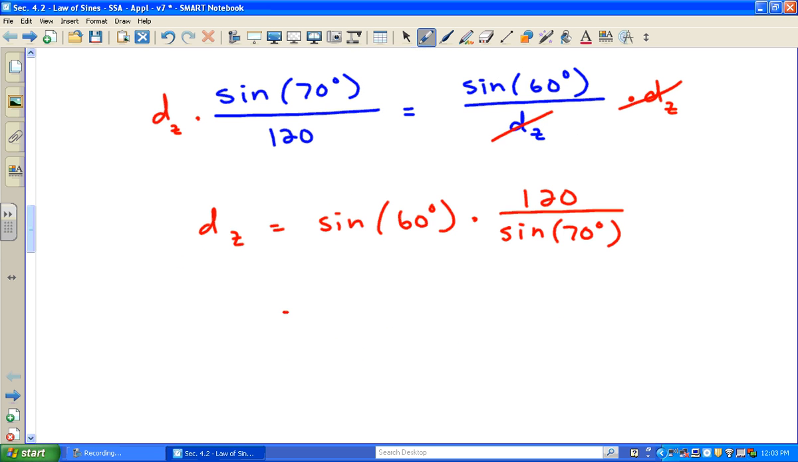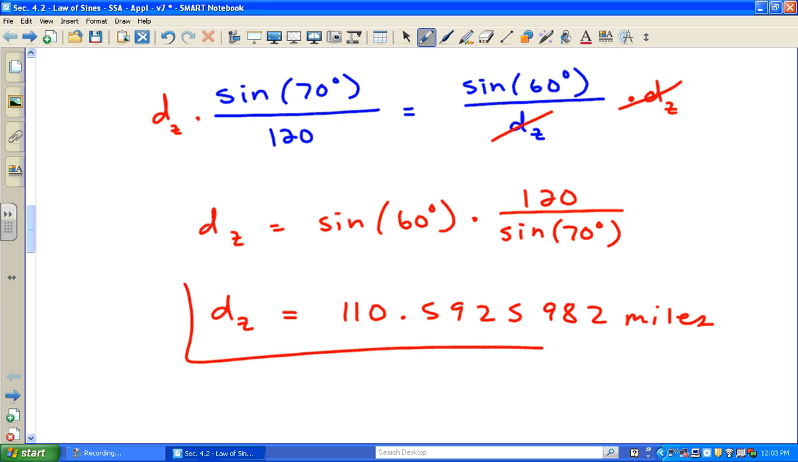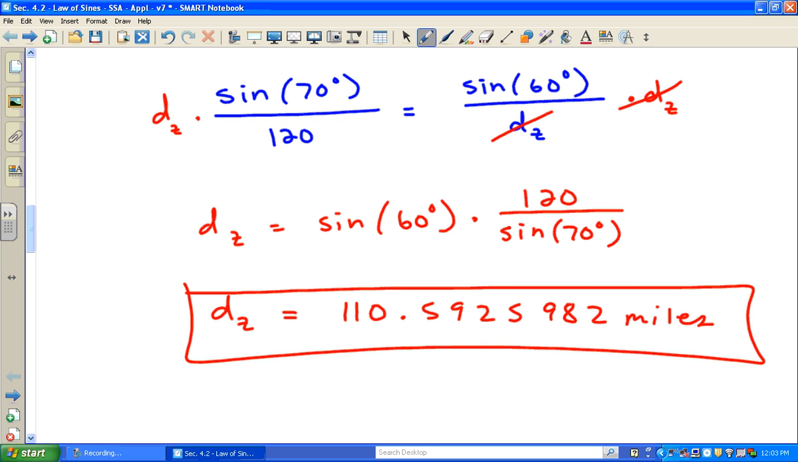Doing that, I'm going to get that d sub z is equal to 110.5925982, and this will be in miles. So there's the first part of what I'm wanting to find. This is the distance from the station Zulu.